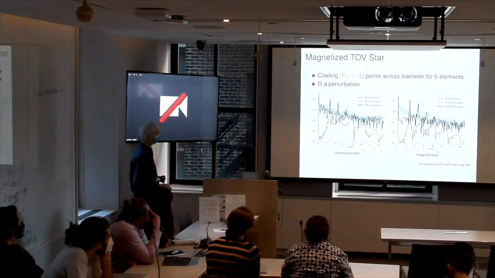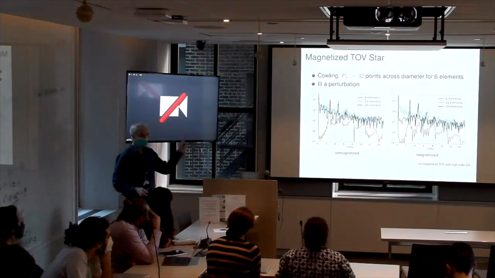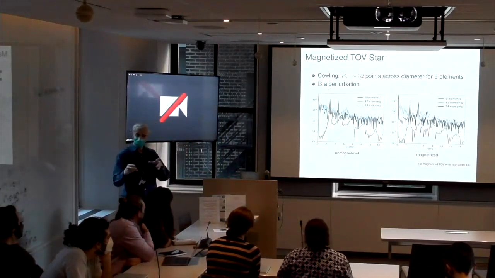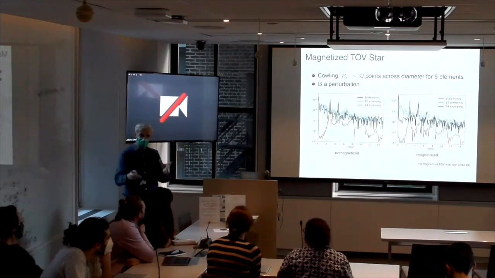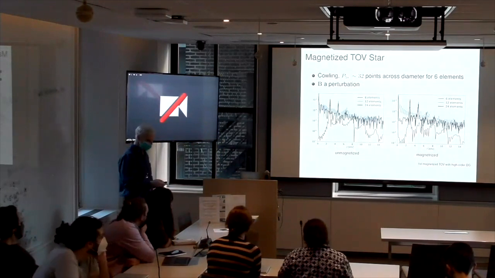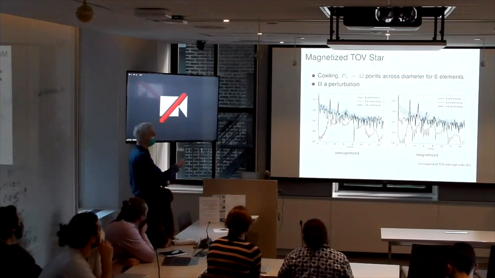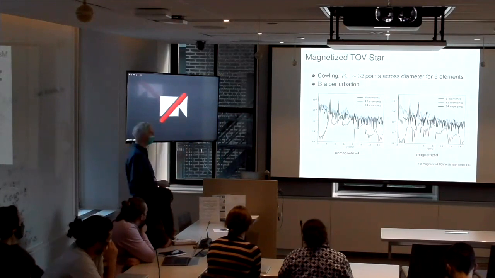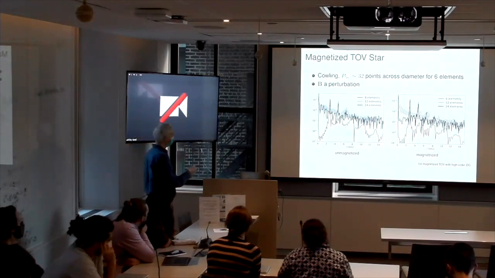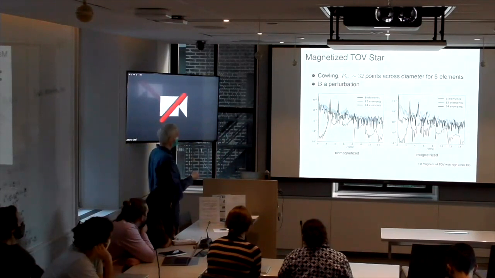This is another test case. So TOV is Tolman-Oppenheimer-Volkoff. It's a relativistic spherical star. And then again, to make it interesting, you add a magnetic field. So you have to do this in MHD. And this is using that limiter that I said was good.